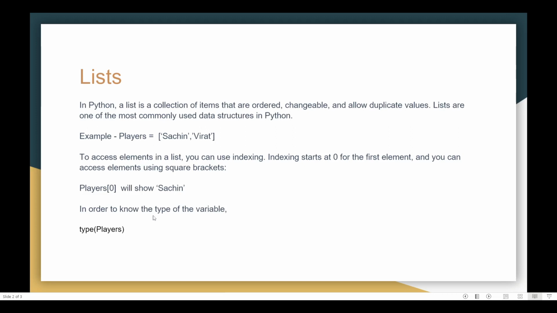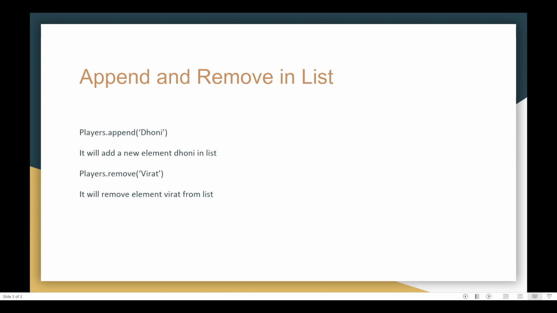In order to know the data type of the variable, we have to write type, and inside that we have to write the variable name. There are two more things that we can do, and there are many more, but append and remove is something that you can do in lists. Players dot append, and if I write Dhoni, then another element would be added in our players list.